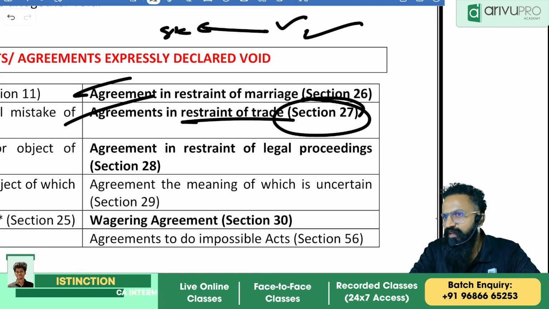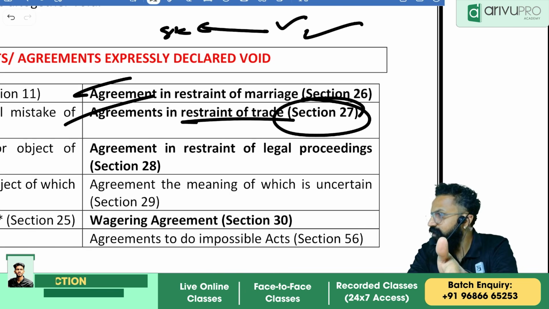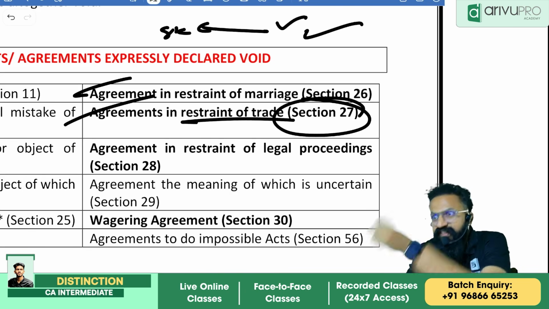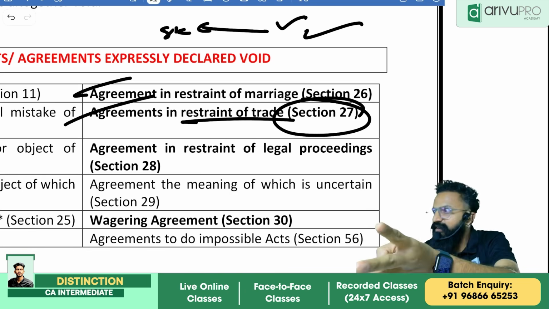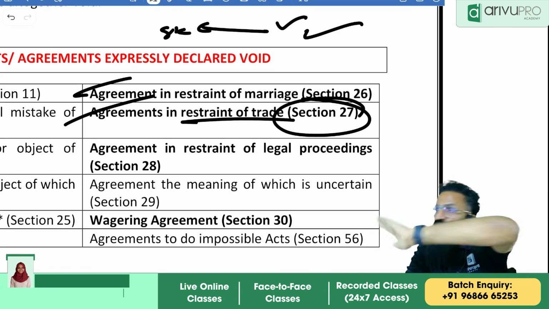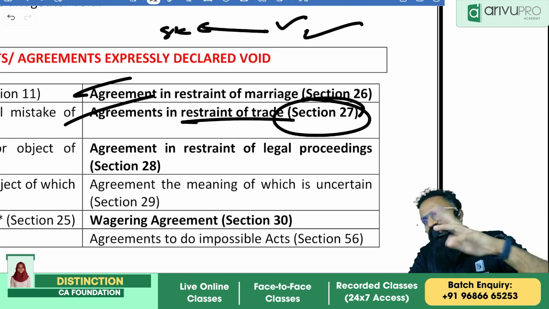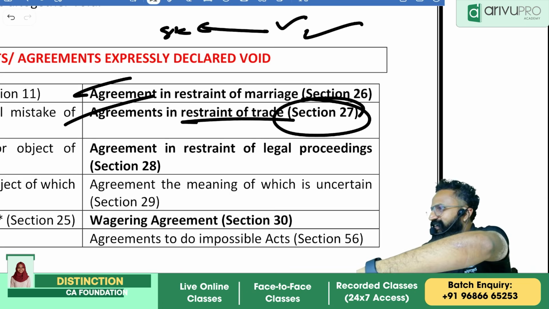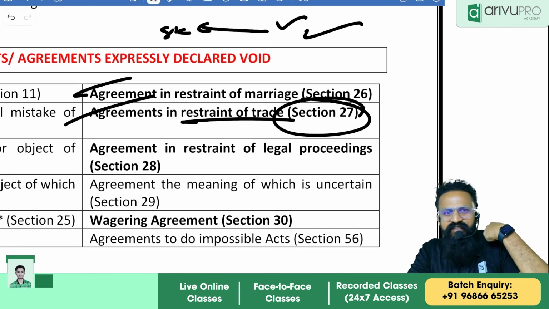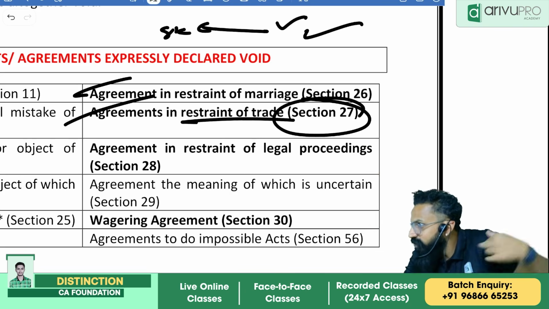So no one can stop you from doing a trade forever. Reasonable restriction is valid. Now what is reasonable? For a certain time is reasonable. Only in one area, reasonable. Same product, reasonable. Forever, unreasonable. Anywhere in India, unreasonable. Don't do artificial jewelry, original jewelry, unreasonable. Whatever business you sold, you're not supposed to do that only. No, you cannot stop me from doing everything.